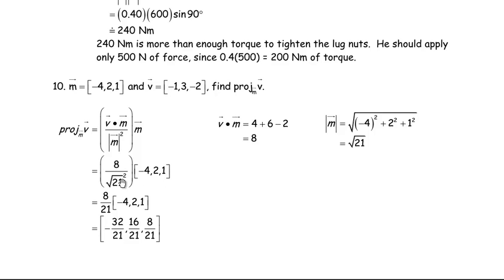So root 21 squared is 21. So we're multiplying 8 21sts into this vector. So 8 times negative 4 is negative 32. So the x component would be negative 32 21sts. 8 times 2 is 16, so 16 21sts. And 8 21sts times 1 would be 8 21sts. So that would be the projection of v onto vector m. And that's the end of the tutorial, the test review.